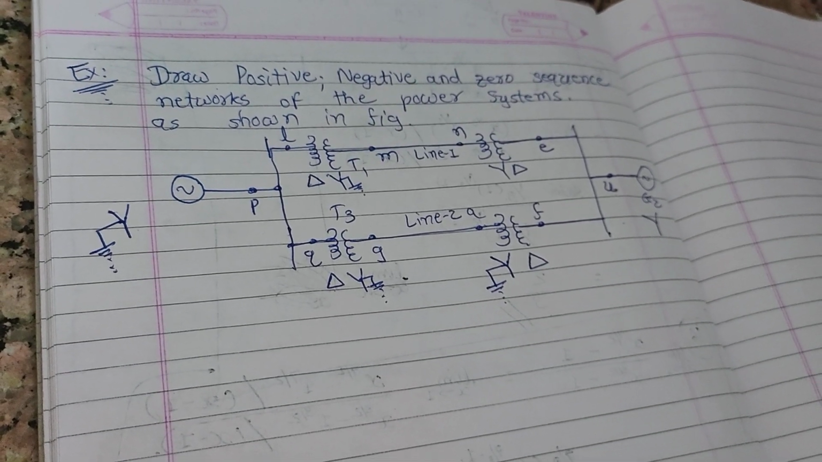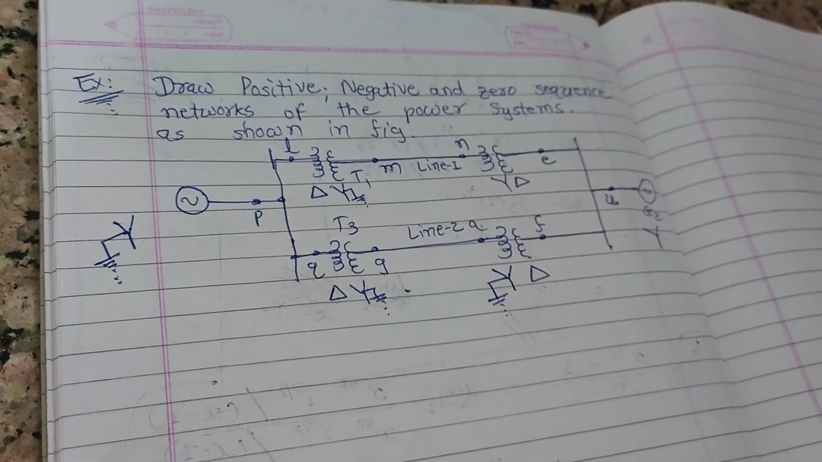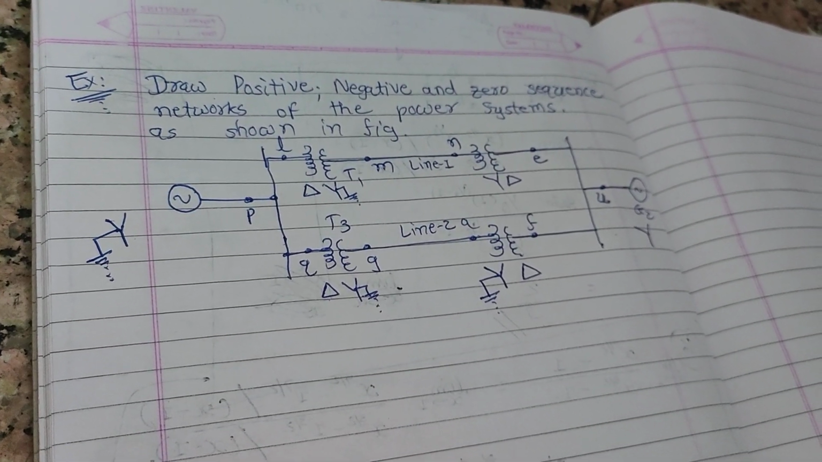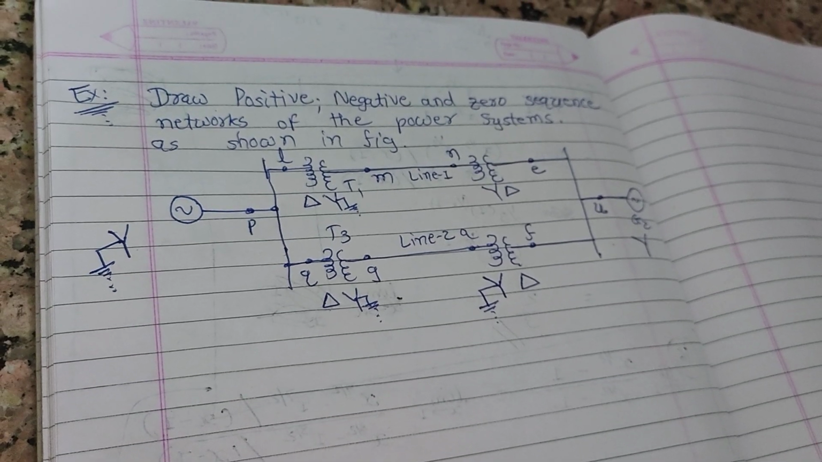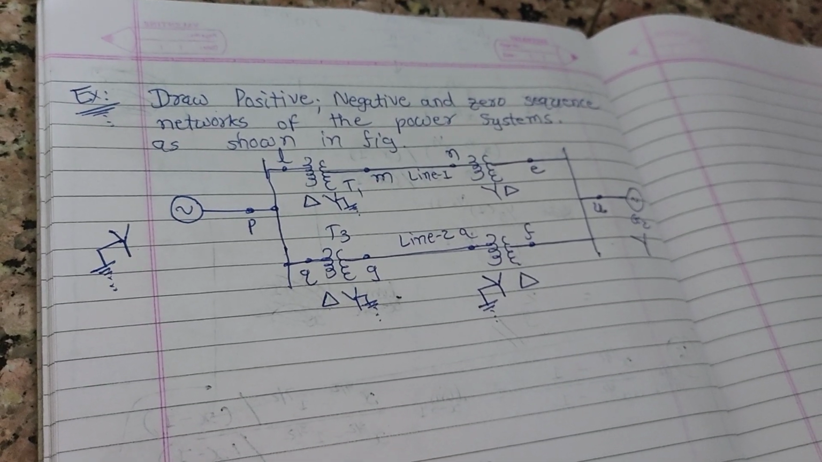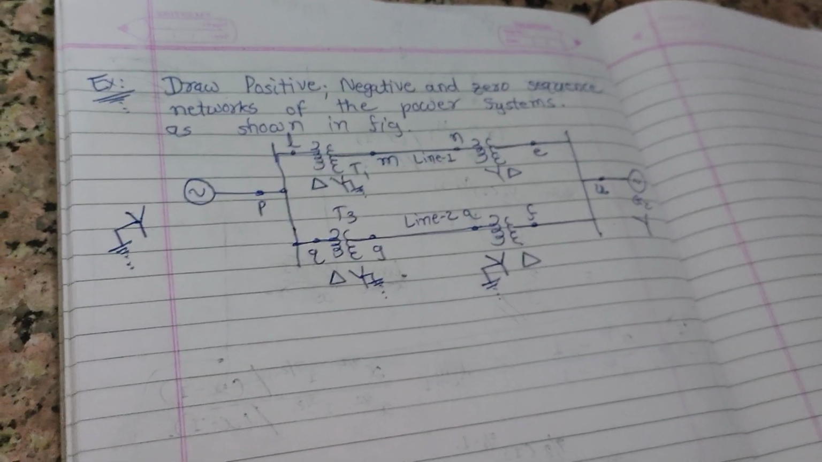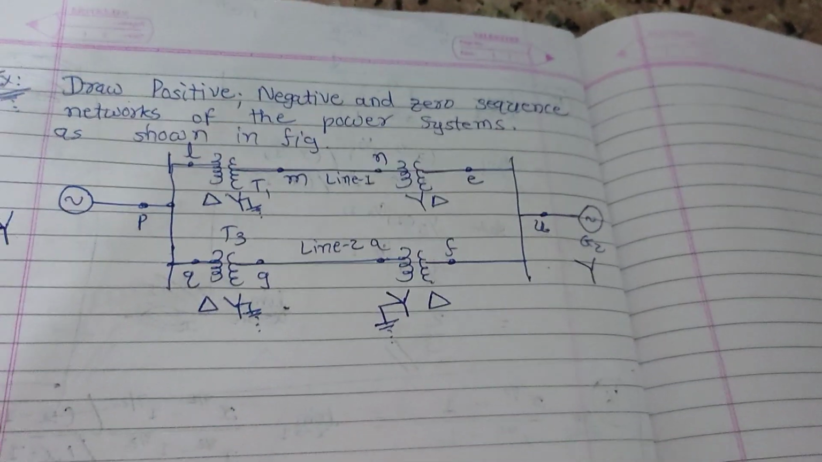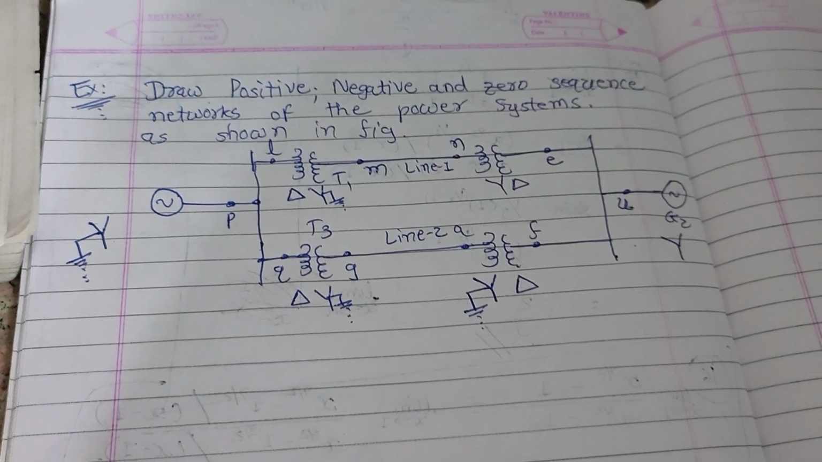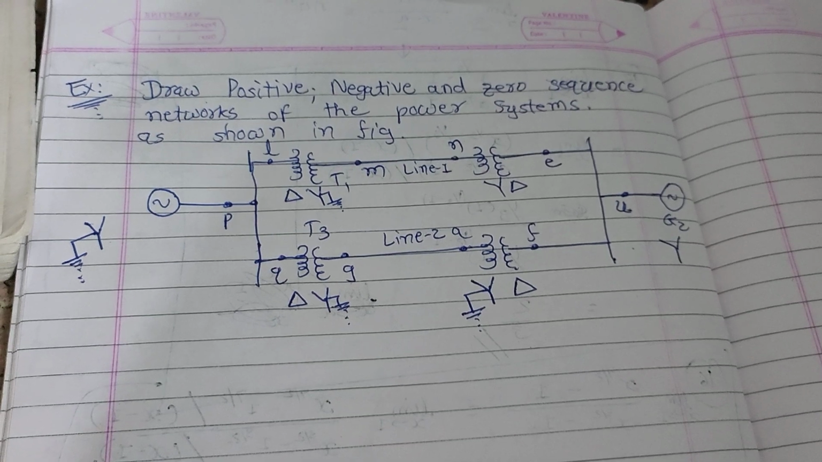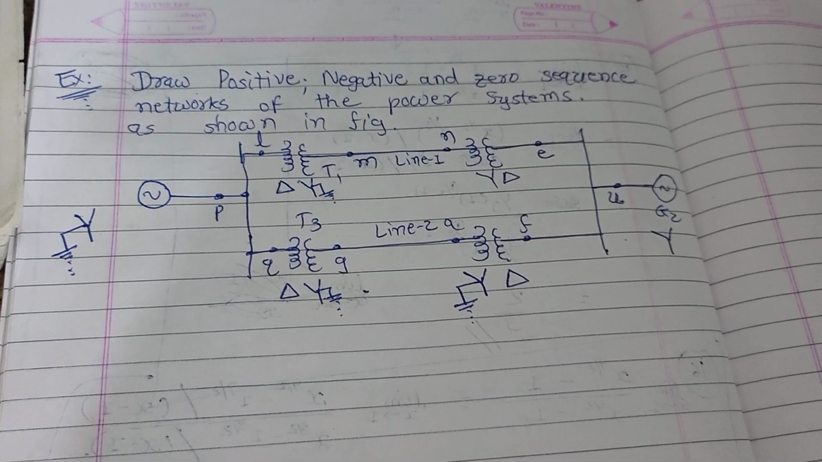Today we will see an example of how we can draw the positive, negative and zero sequence networks that we have seen in chapter 4, symmetrical component analysis. This is the kind of example which is asked in GTU almost every time, and it is a very easy example. Now just look at this problem. This is one of the previous exam questions that we will solve today.